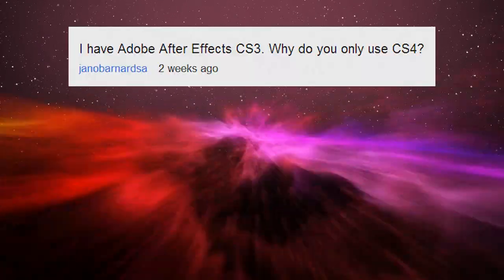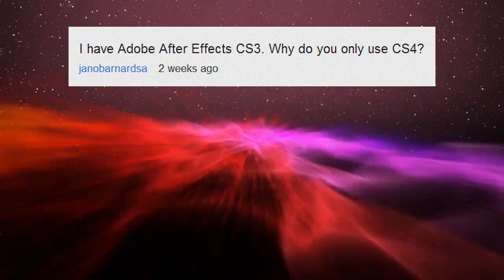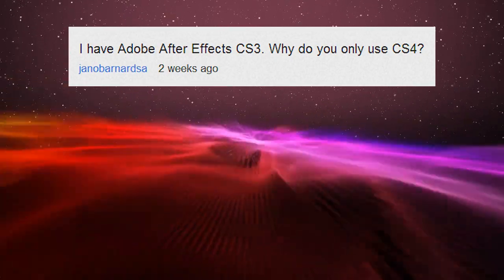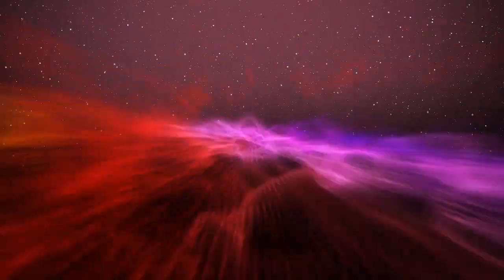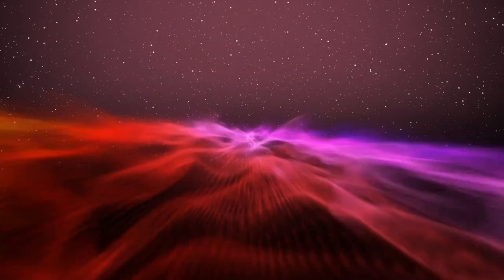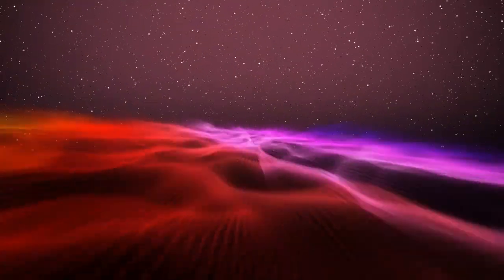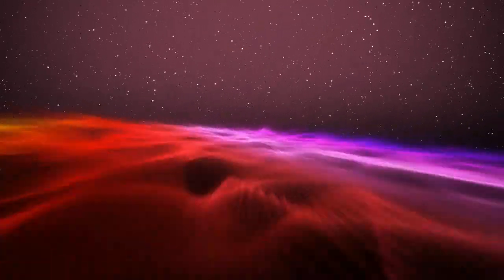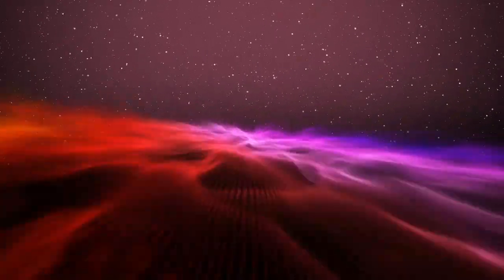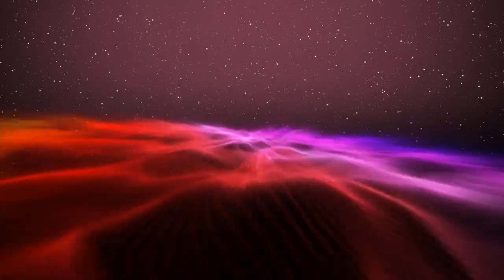Finally, Janobard Narza asks why I only use CS4 and not CS3. I do have Adobe After Effects CS3, but it's really unstable and it doesn't work well. Most of the people here have CS4 or higher, and it just makes it a lot easier for me to use CS4.